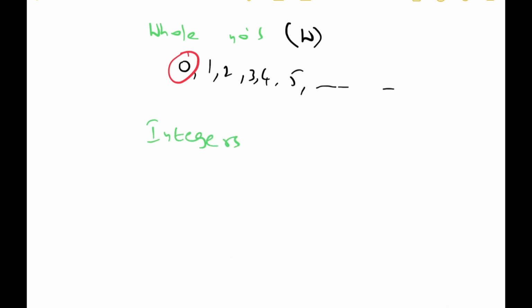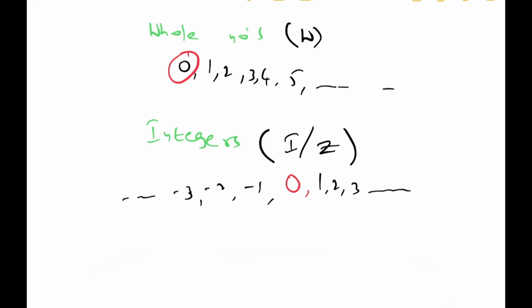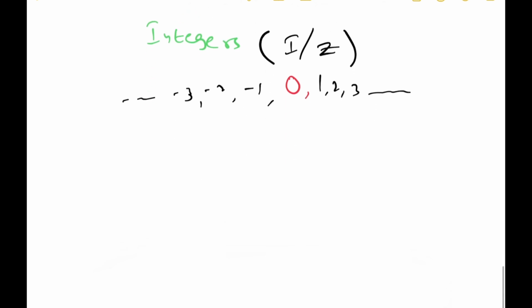Integers are the numbers which are positive, negative, along with 0. Integers are positive numbers, negative numbers along with 0, and these integers are represented by I or Z. Now after integers we will be having one of the important topics, that is rational numbers.